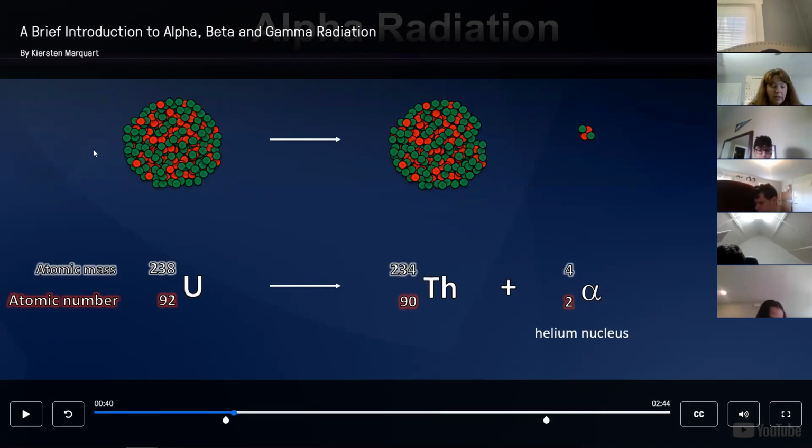So on the left side of this arrow, this is your starting material. This is the nucleus for uranium, but we just write it in nuclear symbol form, okay? So this is what you're starting with. This arrow is kind of like the equal sign in math, okay? But we draw an arrow because it shows what is forming.